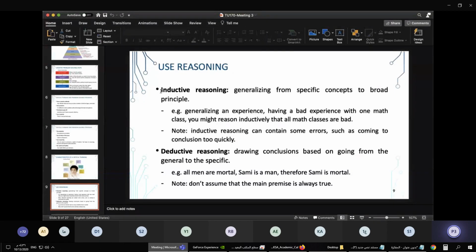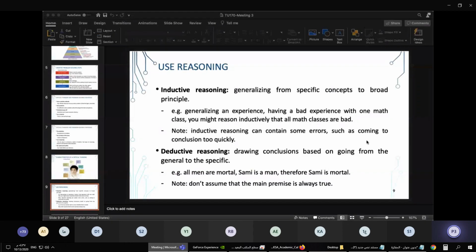Reasoning: two types of reasoning, inductive reasoning and deductive reasoning. Inductive reasoning is generalizing from specific concepts to a broad principle. For example, generalizing an experience: having a bad experience with one math class, you might reason inductively that all math classes are bad.